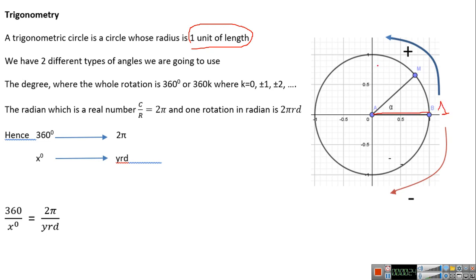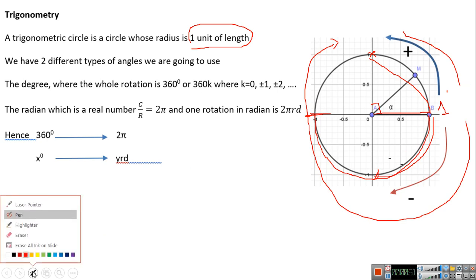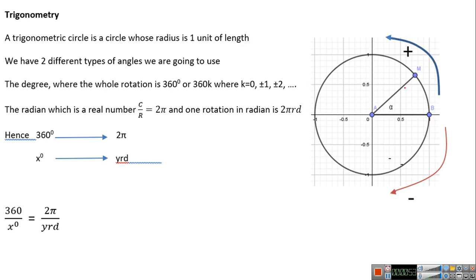Okay, so it's a circle. You have a center O. This is the positive sense if you move counterclockwise. If you move clockwise, this is called negative sense. For example, if you want to go to 90 degrees, plus 90, you go upward till this point. If you want to go minus 90, you go down. If you want to go minus 180 degrees, you go to that point. So this is a trigonometric circle whose radius, the unit of length, is 1.